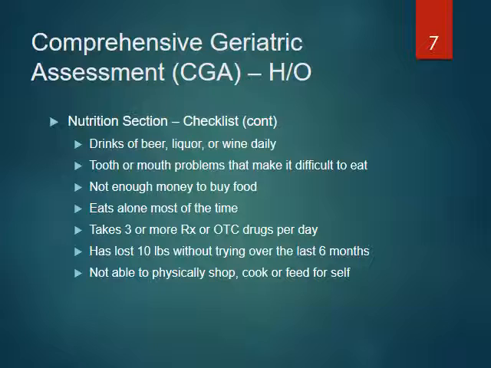Other things we're going to be looking at: are they having any dentition problems that are making it more difficult for them to eat? Do they even have money to buy food in the first place? Looking at other things like weight loss over time. Are they physically able to cook for themselves, or do they need someone to do that for them? So we're assessing all these different factors when going through the checklist here.